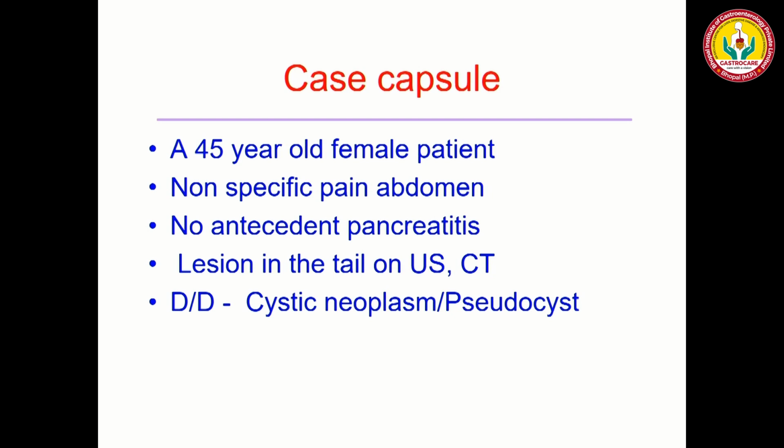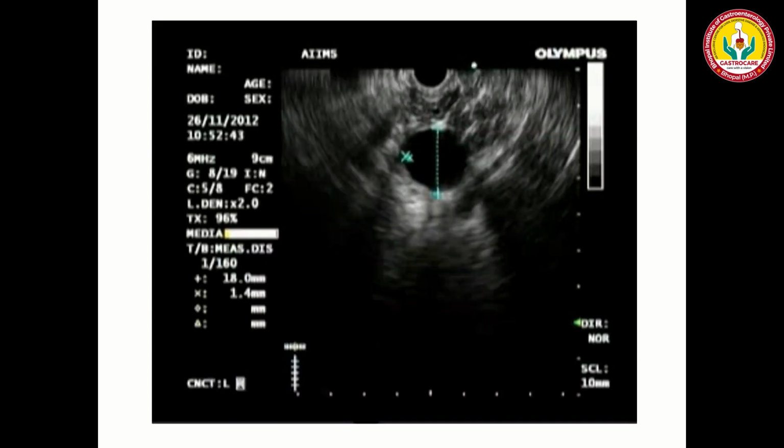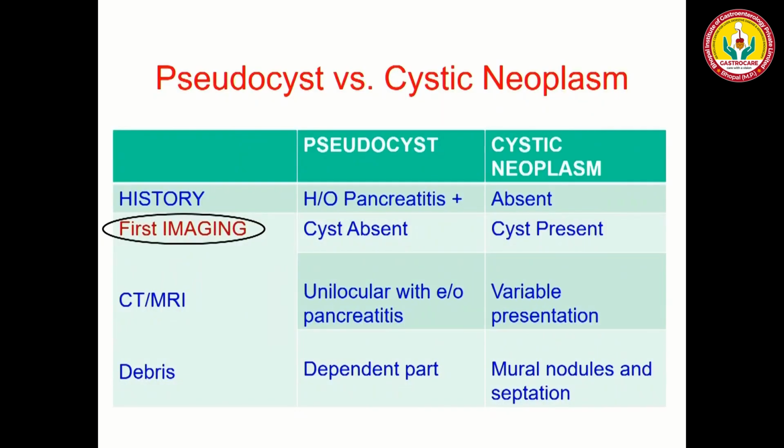And you find a lesion in the tail of the pancreas or distal body, and the diagnosis here is either a cystic neoplasm or pseudocyst. If you have this kind of lesion, only about 2 centimeters, with nothing inside, it is likely to be a benign mucinous cystic neoplasm.